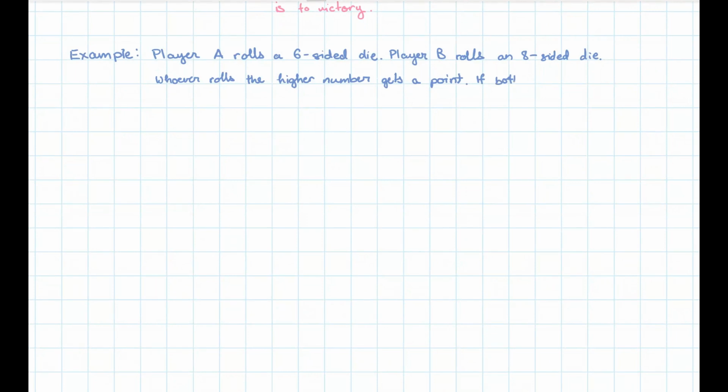Let's say player A rolls a 6-sided die and player B rolls an 8-sided die. Whoever rolls the higher number gets the point. If they both roll the same number and tie, then player A gets a point. The first player to get to 10 points wins the game. What is the probability that player A wins the first point?